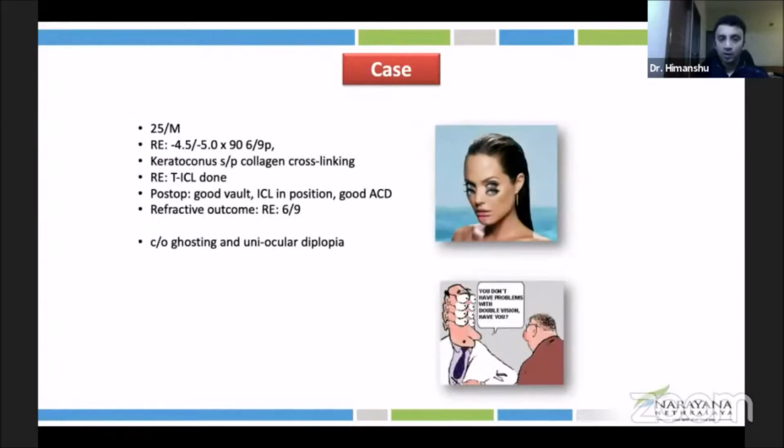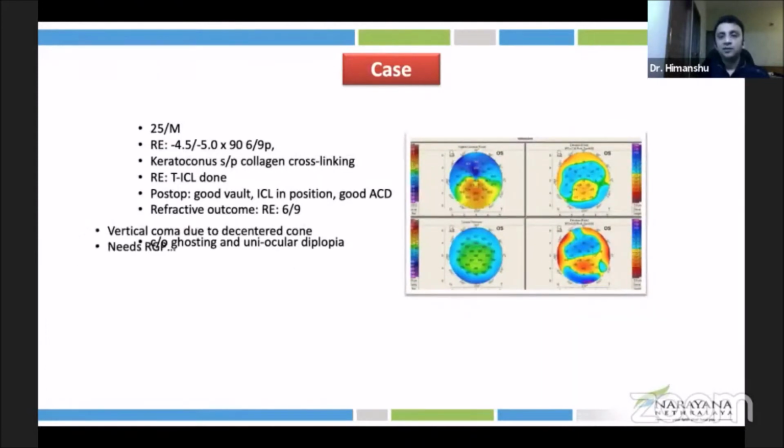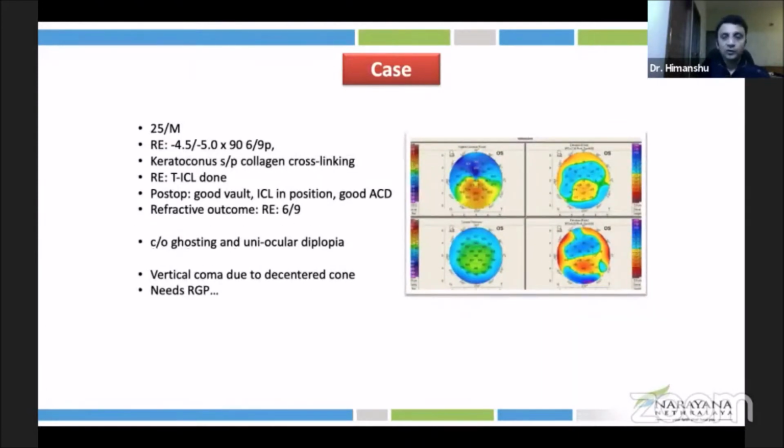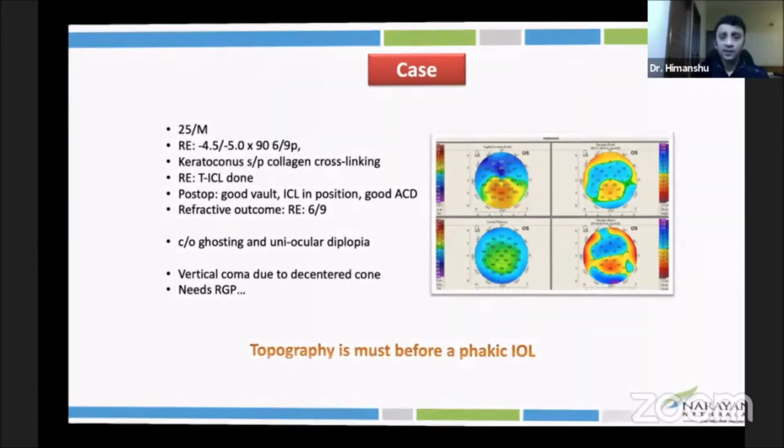Unfortunately, the patient was not, because the patient had uniocular diplopia, ghosting. The reason was the patient had a decentered cone. So I treated the lower order aberration, sphere and cylinder, but the coma part, which was induced by the decentered cone, was right there. And in fact, when I treated the lower order aberration, the coma became so enhanced that the patient was not happy, and I had to go ahead with a second procedure of topo-guided treatment on top of that. So topography is a must before doing a phakic IOL.